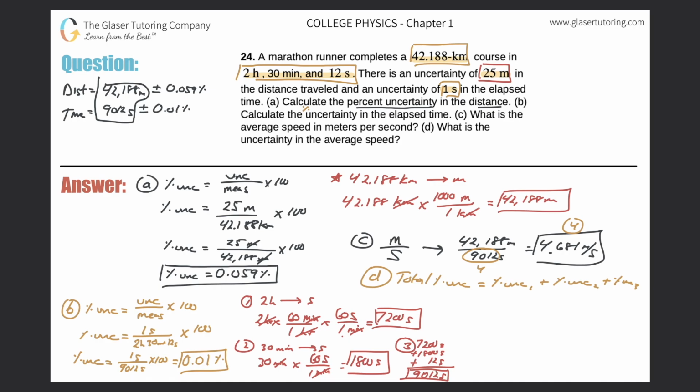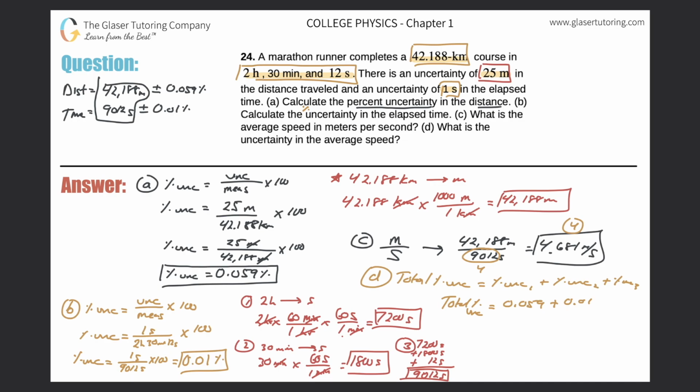So in order to find the total percent uncertainty, I need to know the percent uncertainties of both of the two measurements. And that's actually what the prior steps had us do, right? Step A had us find the percent uncertainty associated with the distance, which if you go back to part A was calculated to be 0.059. And to that percent, I'm going to add 0.01%, because that's the percent uncertainty associated with part B.